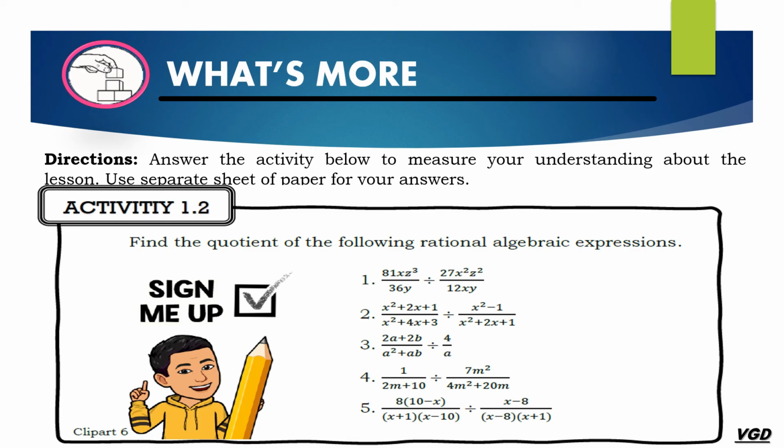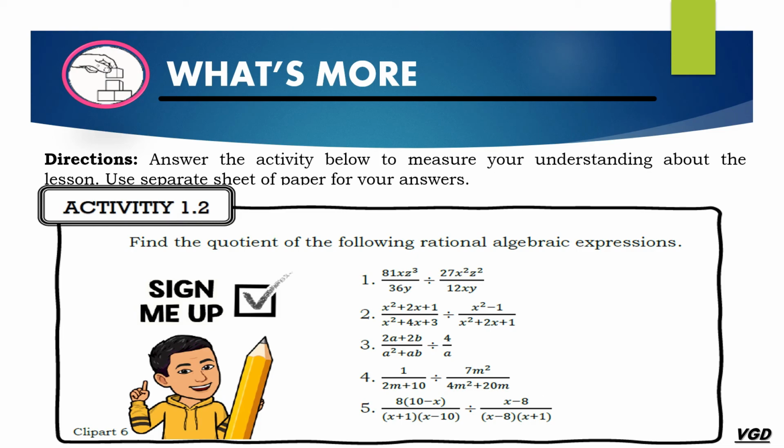That's it! You already know now how to divide rational algebraic expressions. Now, let's test your understanding. What's more? Directions: Answer the activity below to measure your understanding of the lesson. Use a separate sheet of paper for your answers. Activity 1.2. Find the quotient of the following rational algebraic expressions.